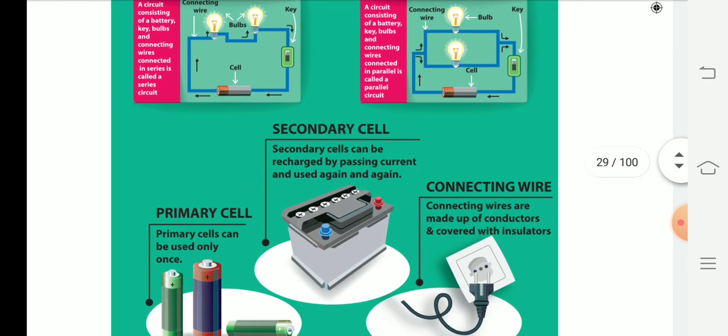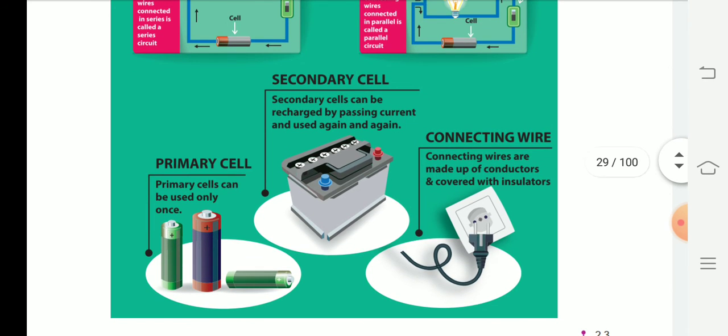Okay, next one, primary cell. Already we know what a primary cell is, what a secondary cell is, and connecting wires. The primary cell is used only in torchlights, toys, remote cars, etc. Okay, it is a cell only. The secondary cell is used in cell phones, cars, batteries. These are secondary cells. A secondary cell can be recharged by passing current and used again and again.